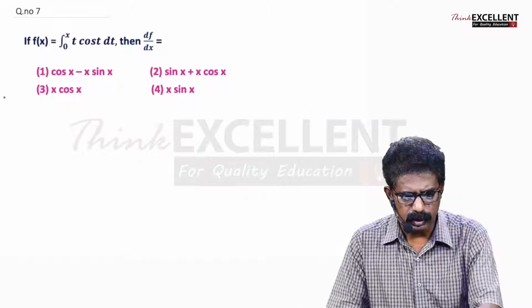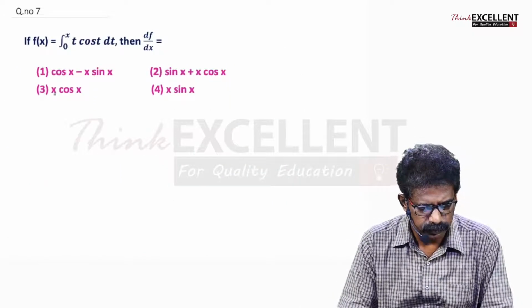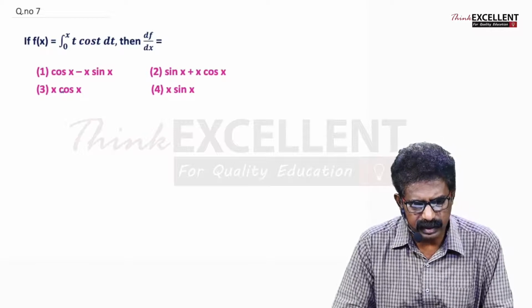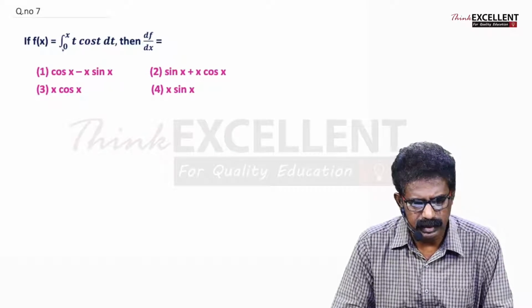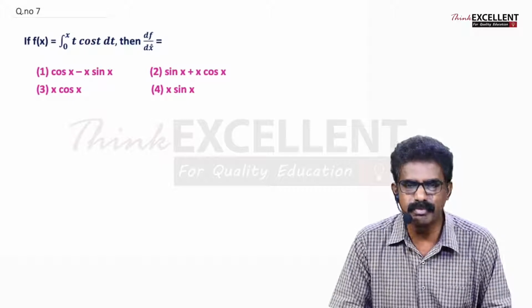Now let's move on to question number 7. Listen to the 7th question. F of x equal to the integral from 0 to x of t cos t dt. It's a very simple question. What they asked is df by dx.